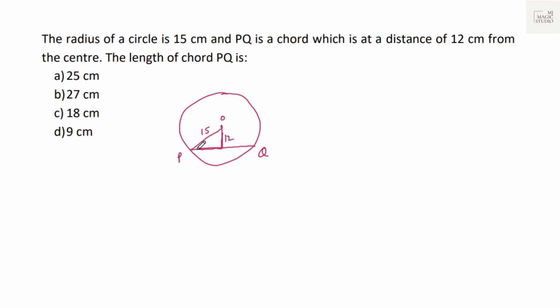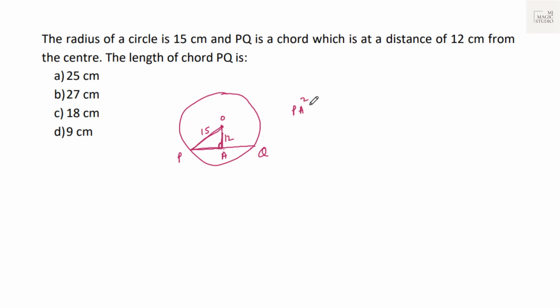Now we look at this triangle. There are two properties attached to it. Number one, the line which we draw to find the distance between the center and the chord is perpendicular to the chord. Number two, a line which is perpendicular to the chord and drawn from the center always divides the chord into two equal halves. That means PA is equal to AQ and OAP is a right angle triangle. If we know this property, we can find the answer in no time.